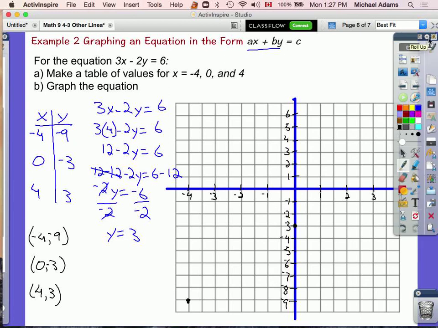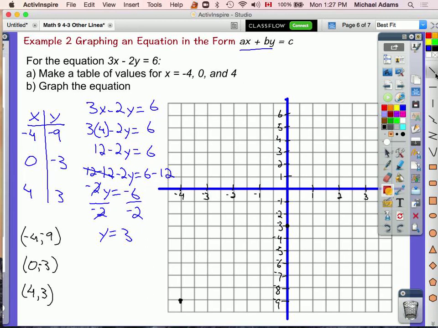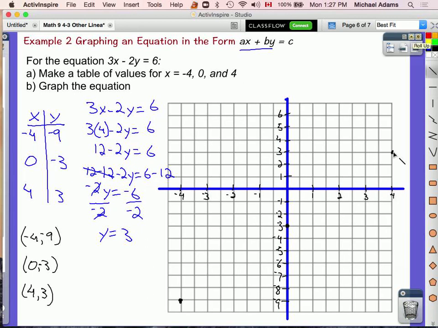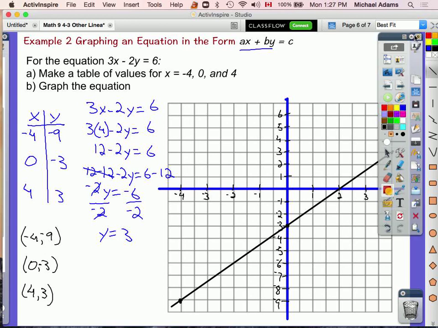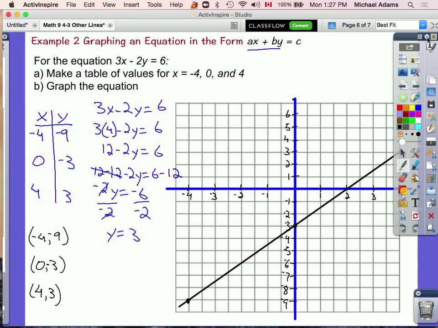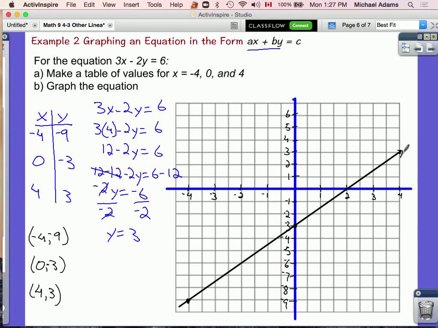So now, all I have to do is connect my dots and use a straight edge. Okay, use a straight edge and I'll connect my dots. And there is my relation. Okay, and then put my arrowheads. And remember, what is this a relation of? So this graph represents a relation of 3x minus 2y equals 6. So there we go. Hopefully that makes sense.